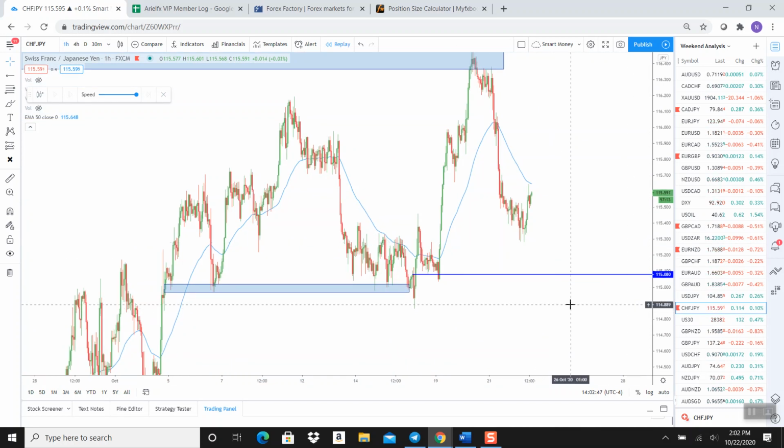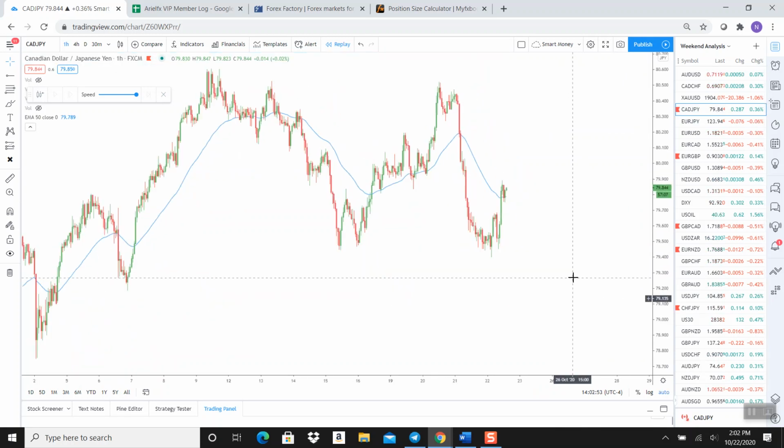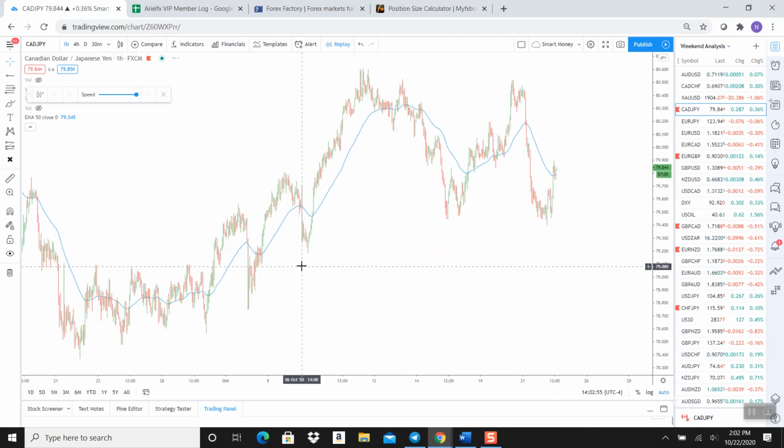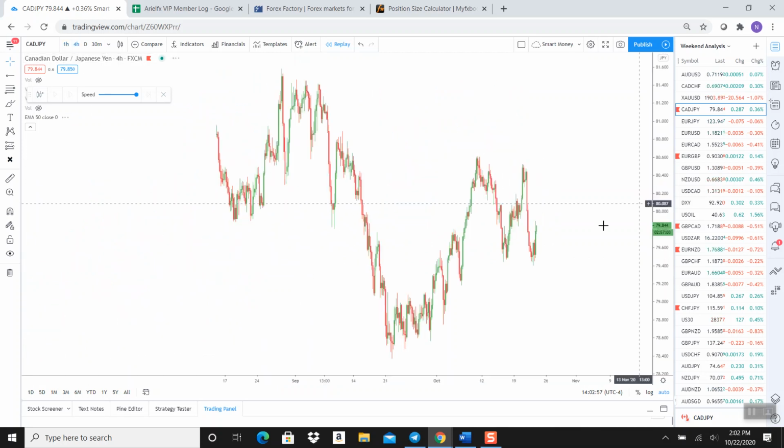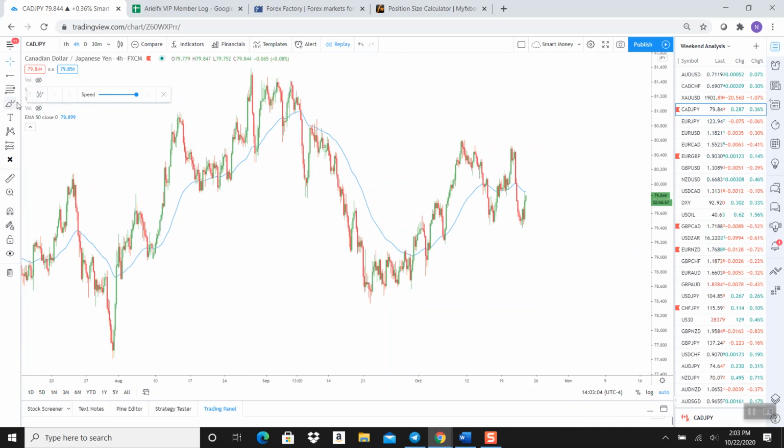The last one I want to go over with you guys today is Cad Jpy. Now this was a trade that we took today, actually. The members took this today. I want to break this down for you. So higher time frame, we're bullish. Higher high, higher low. We're looking for that higher high to take out these equal highs right up in here.